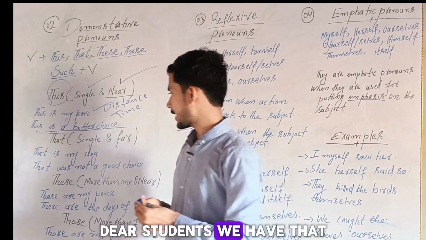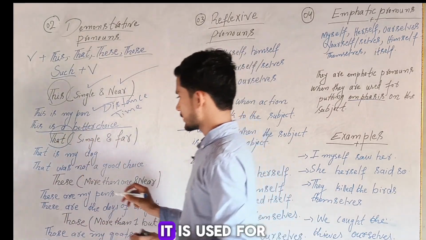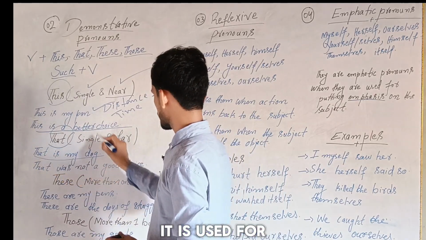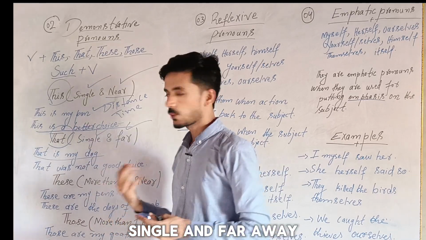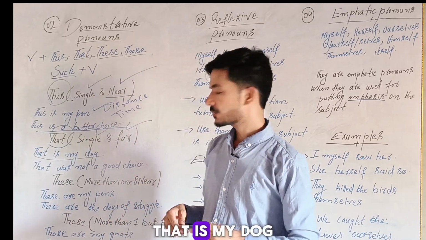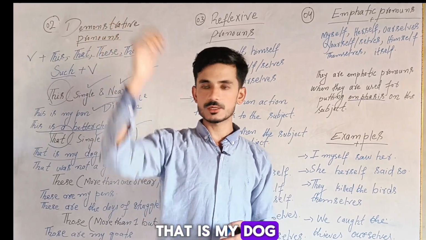Dear students, we have that. That is also a demonstrative pronoun. It is used for single and far, away things. That is my dog. If the dog is away, I will say that is my dog.